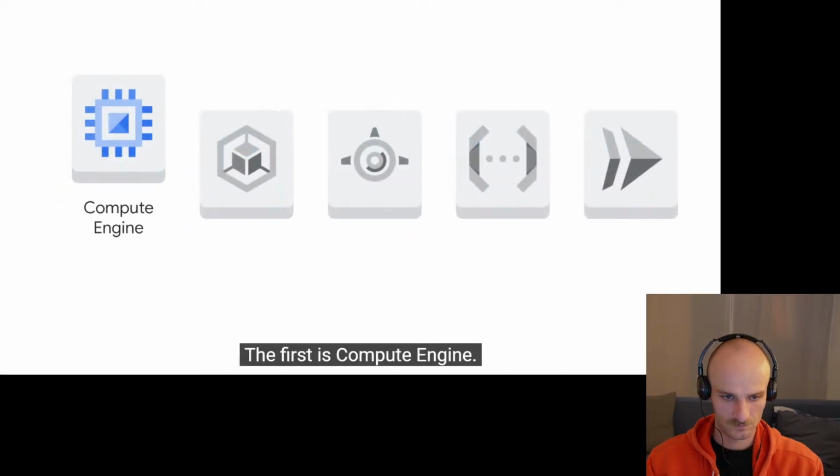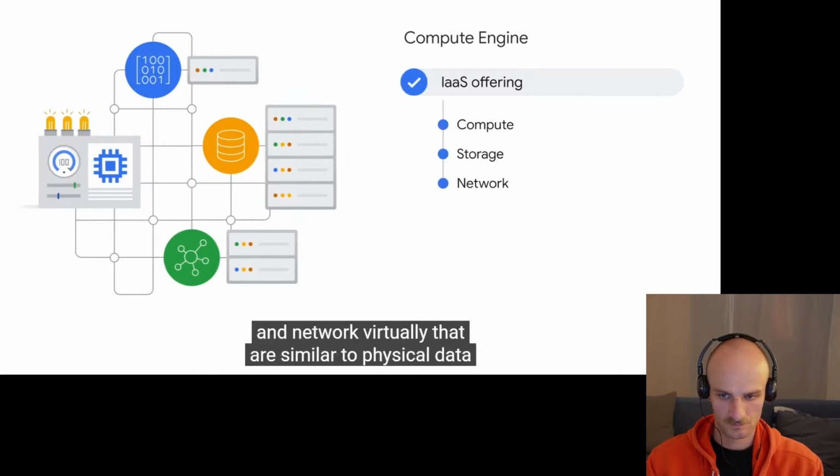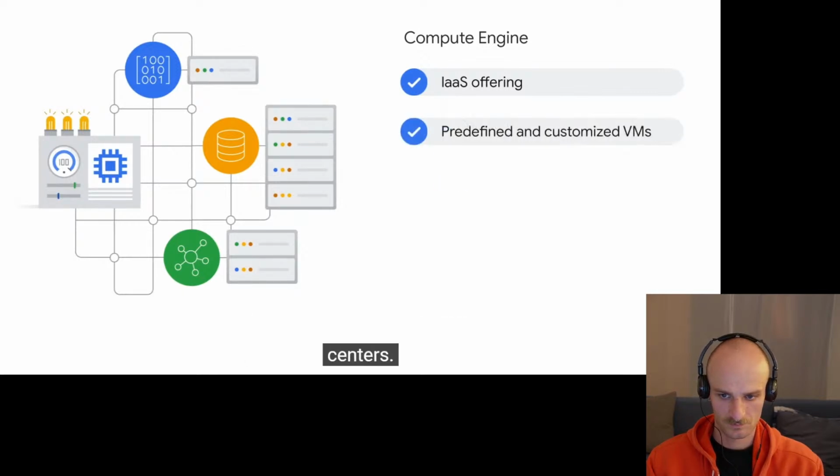The first is Compute Engine. Compute Engine is an IaaS offering, or infrastructure as a service, which provides compute, storage, and network virtually that are similar to physical data centers. Compute Engine provides access to predefined and customized virtual machine configurations.